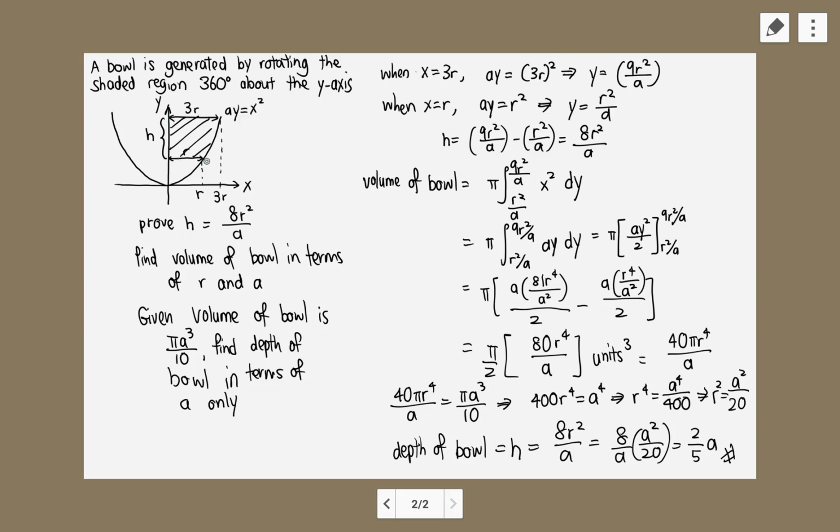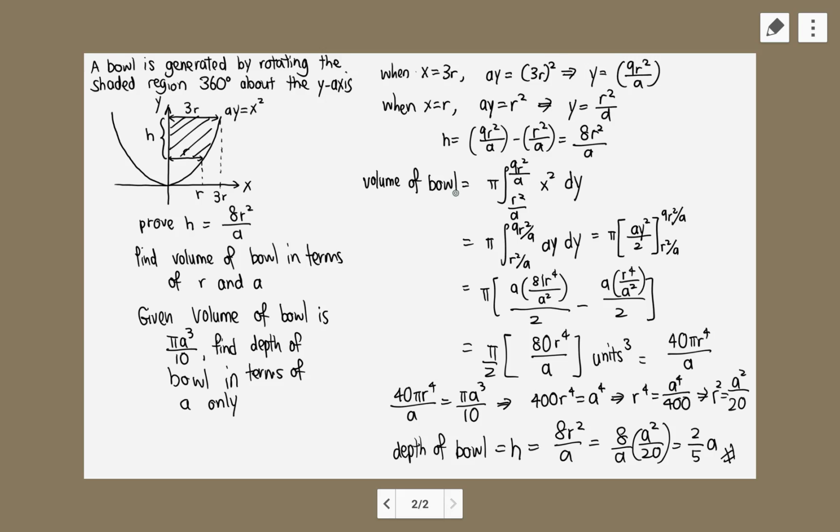The second thing, when x equals r, what is my y? My y is just equal to r squared over a. So this would be r squared over a. Then the height is just taking 9r squared over a from here minus away r squared over a from here. Then we will get 8r squared over a. That means we have proven that h equals 8r squared over a.